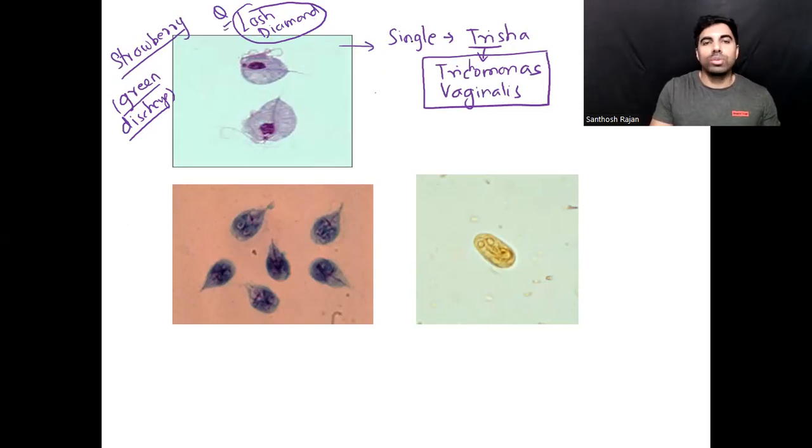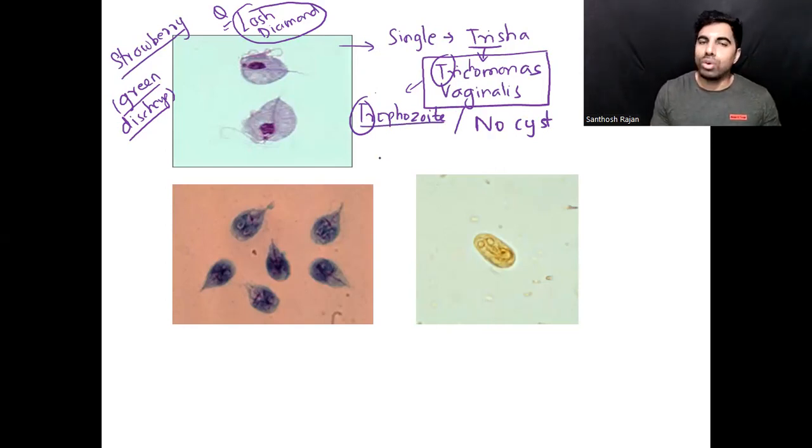But ideally, one more thing, why single? I told you the nucleus is single. One more single is there. Only in Trichomonas vaginalis you have only the trophozoite stage. There is no cyst stage. That was also asked in your previous FMG exam. So only trophozoite, very simple. Even if you forgot that, you remember Trisha is single. So only trophozoite is there, there is no cyst.